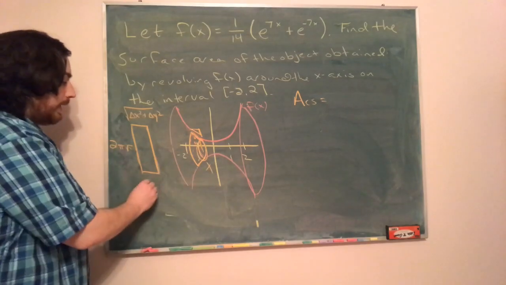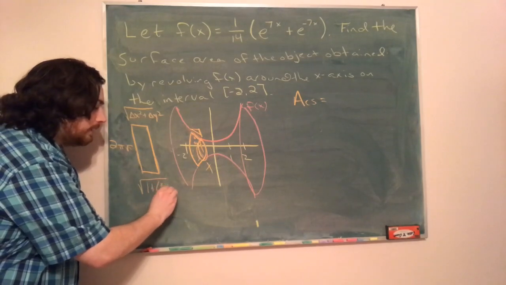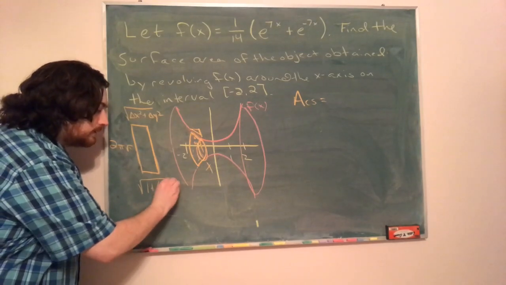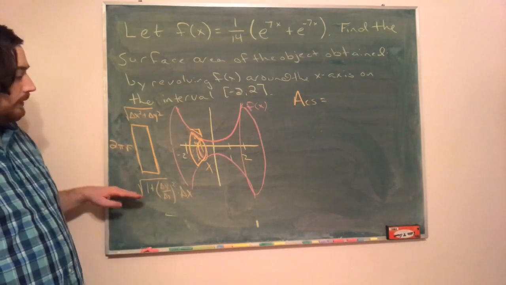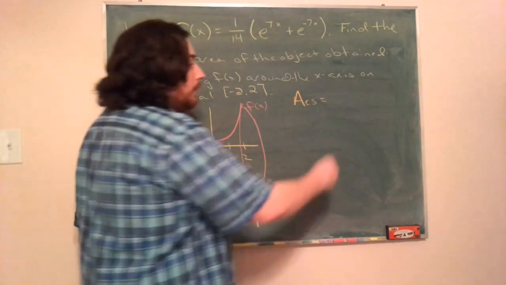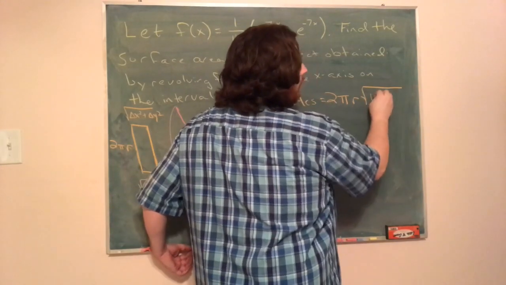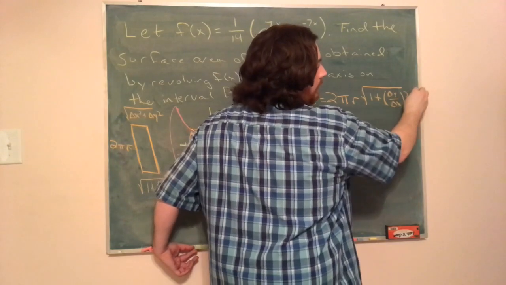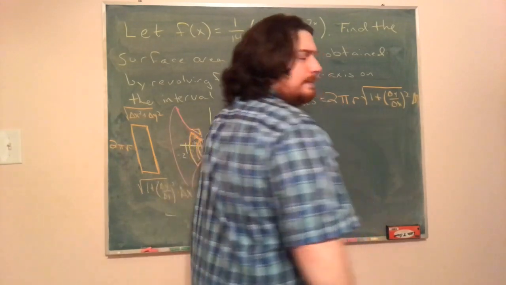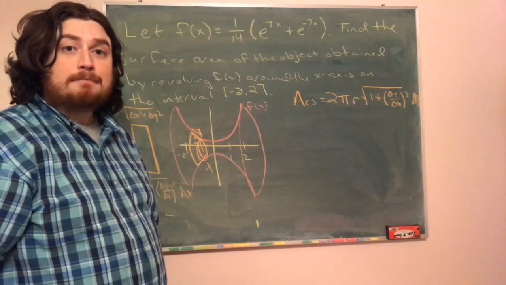So again, we can simplify that like we did before, and we get the square root of 1 plus delta y over delta x squared times delta x. So if we want to find the total area of that cross section, we're going to get 2 pi times the radius times the square root of 1 plus delta y over delta x squared times delta x.